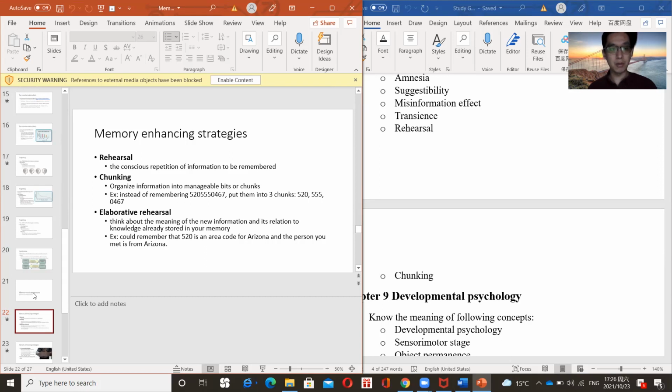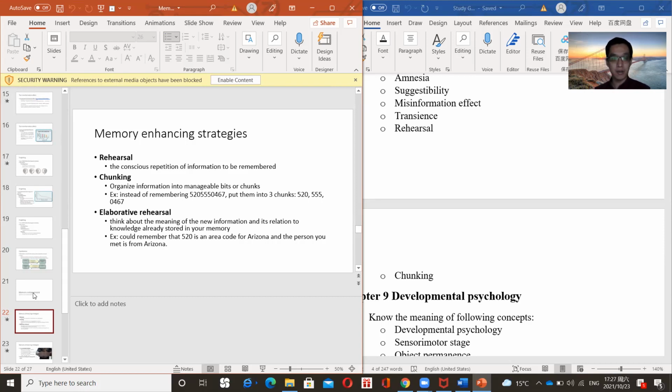So there is an example. There's a telephone number. There are 10 digits. How to remember that? If we just remember 10 digits, it's longer than our short-term memory capacity. In our short-term memory, we only have at most 9 pieces of information, but it's 10 pieces. We can put them into 3 chunks. We don't have to remember each of the digits individually. We just organize the 10 digits into 3 chunks.